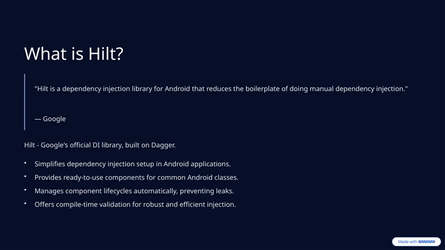And finally, Hilt offers compile-time validation, which means it checks dependencies during compilation. This makes our dependency injection more robust and efficient because errors are caught early, before the app even runs. Overall, Hilt helps us write cleaner, safer code, and aligns perfectly with our goal of building scalable, maintainable Android apps.